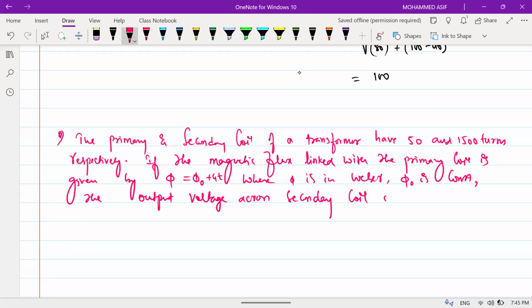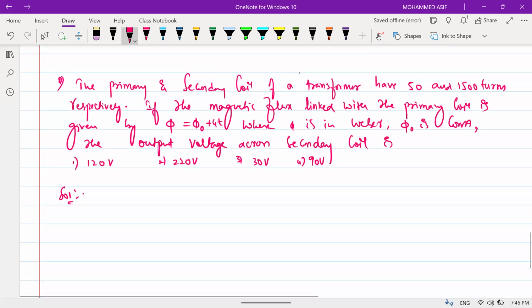Across secondary coil is... read the question carefully, but a good question. Number one, it is 120 volt, 220 volt, then 30 volt, then 90 volt. First read the question. Primary and secondary coil of a transformer have 50 and 1500 turns. That means number of turns of primary is equal to 50. Number of turns of secondary is equal to 1500.